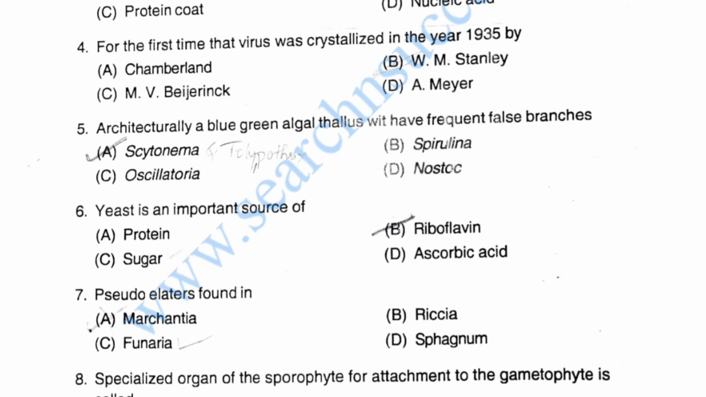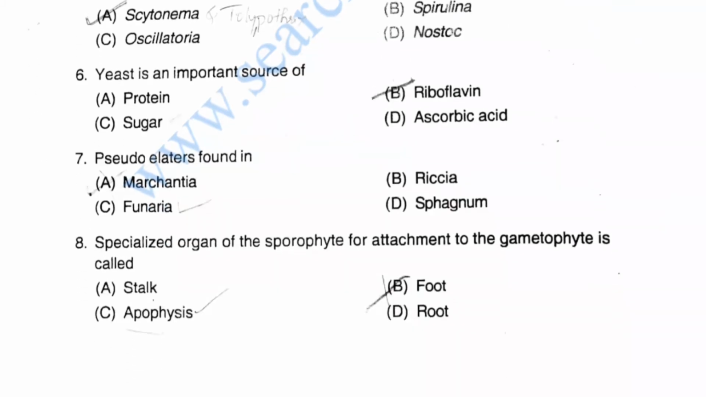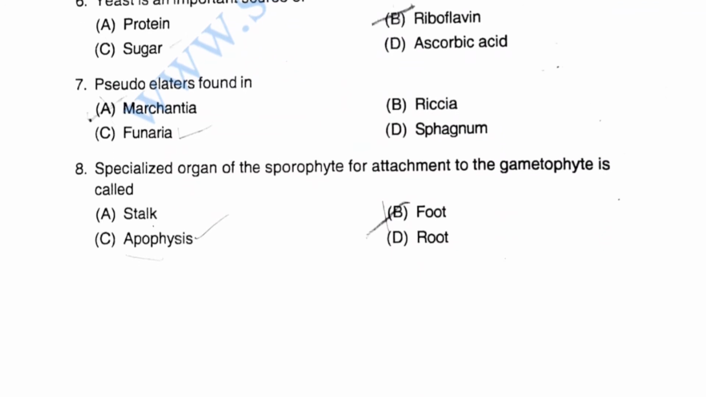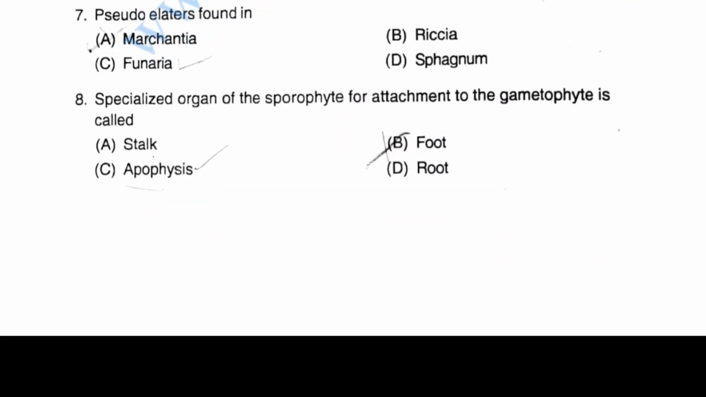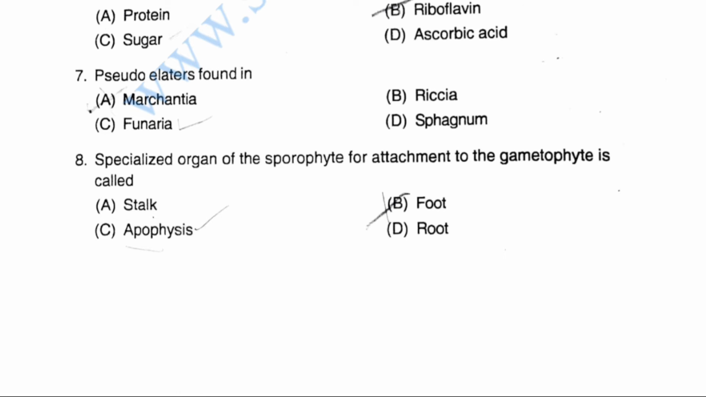Clear? Let us move on to question number 8. And what is the question here? Specialized organ of the sporophyte for attachment to the gametophyte is called dash. Clear? So here you'll have to answer that. What is that organ which connects a sporophyte with the gametophyte? What is that? Answer is foot.